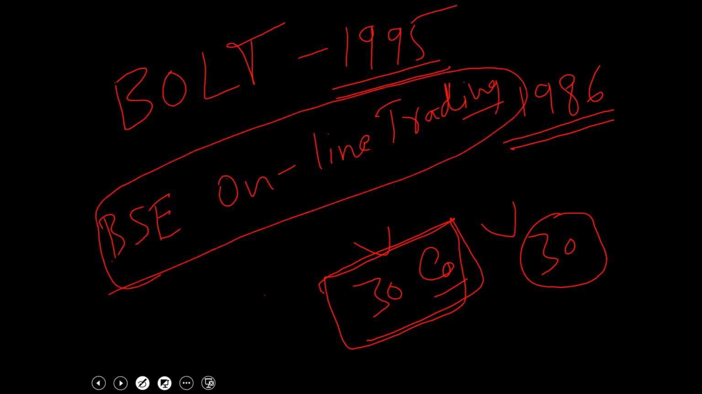In 1995, the Bombay Stock Exchange switched to the electronic trading system known as BOLT, that is BSE online trading. Also, it became the first stock exchange in the world which introduced an internet trading system at a centralized level. Is it clear? That is BOLT, BSE online trading. Hope you are clear with regard to the history of Bombay Stock Exchange.